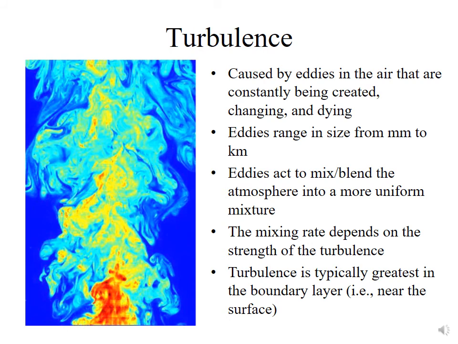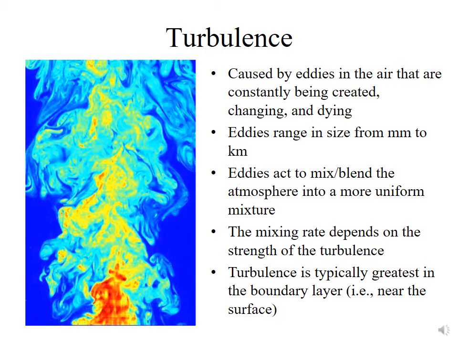Turbulence is occurring throughout the atmosphere. Turbulence is basically small and large eddies that are constantly mixing the atmosphere. These eddies range in size from millimeter scale all the way up to kilometer scale. And these eddies mix and blend the atmosphere into a more uniform mixture. And the mixing rate depends upon the strength of the turbulence. The stronger the turbulence, the faster the mixing.